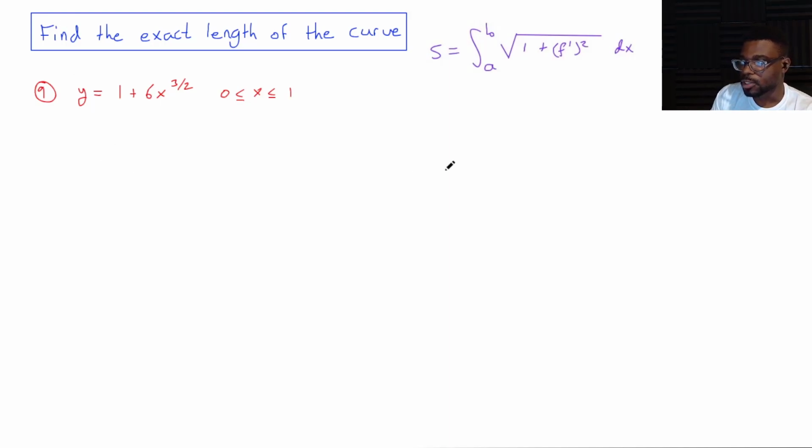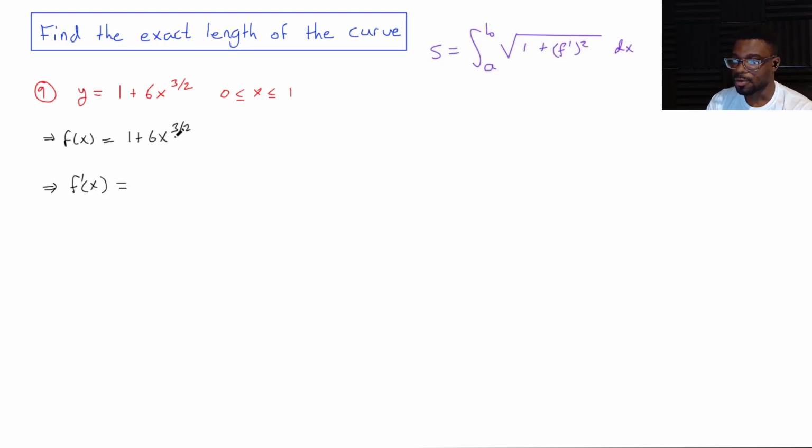All right, so first things first, we have to identify the f of x, right? Our f of x is 1 plus 6x to the power of 3 over 2. Then we have to take the derivative. So we're going to say our f of x is 1 plus 6x to the power of 3 over 2. And now we want to take the derivative. So the derivative here, derivative of 1 is 0.